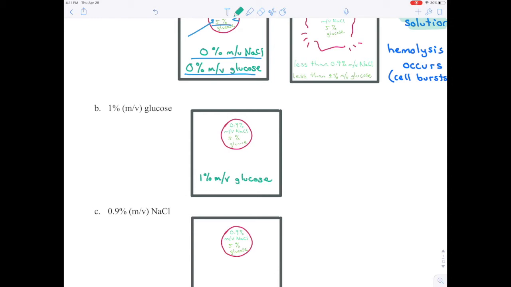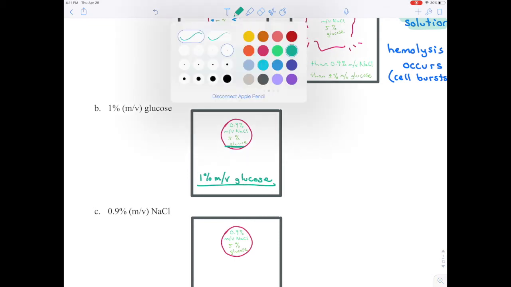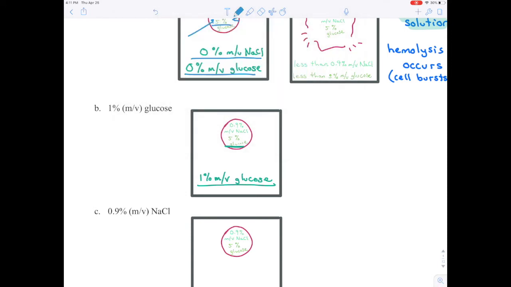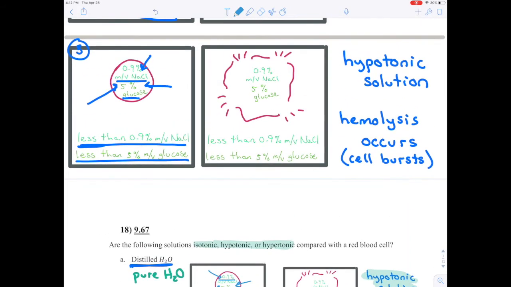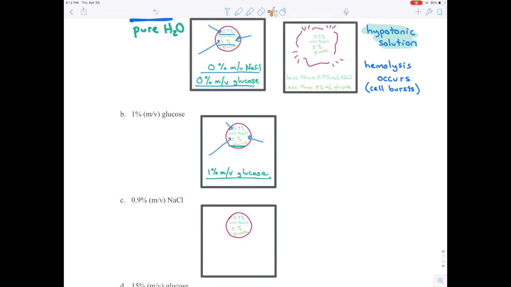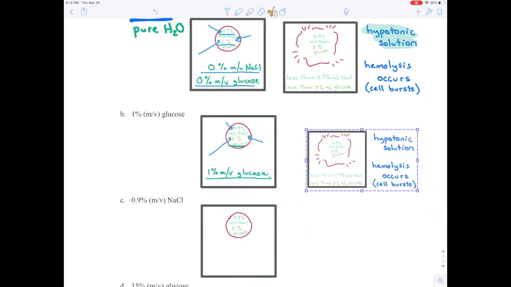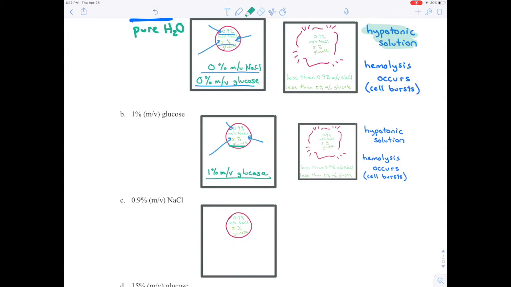Okay, so we're going to compare that amount of glucose to the amount of glucose inside the cell. 5% inside, 1% outside, there's more inside the cell, so water rushes into the cell. The cell swells up until it bursts, and again, you have that third case, a hypotonic solution where you get hemolysis. So again here, we have hemolysis occurring, and it's happening because the red blood cell is in a hypotonic solution.